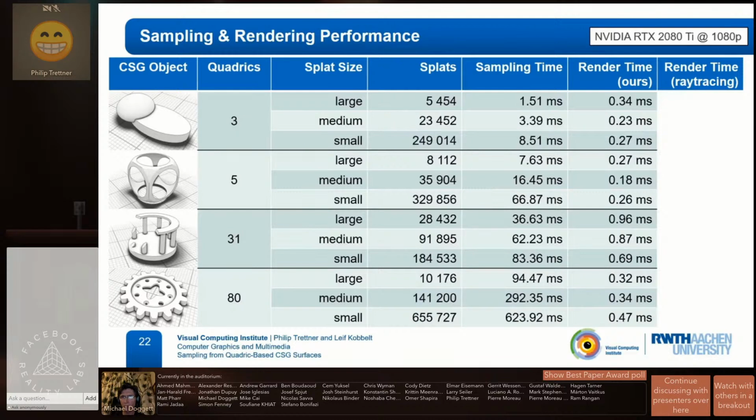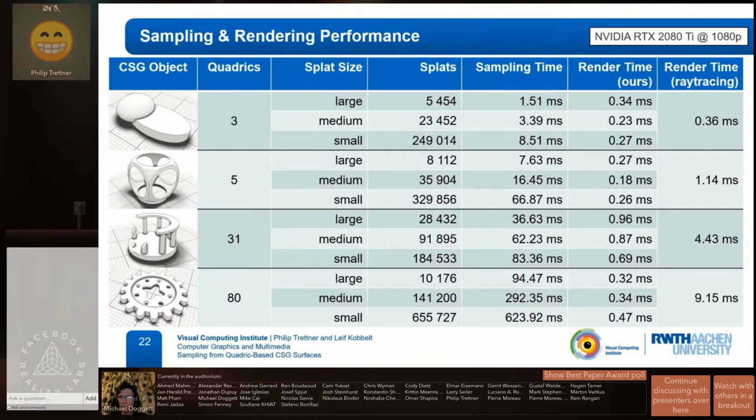We compared that to a pure ray tracing implementation, where in a fragment shader the whole CSG tree is ray traced. For low numbers of quadrics, the time is comparable, and then this quickly scales up with the complexity, while our method is largely independent of the complexity of the model and is more sensitive to the overdraw due to depth complexity.